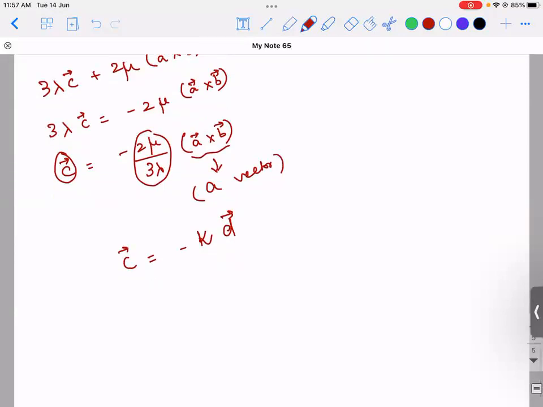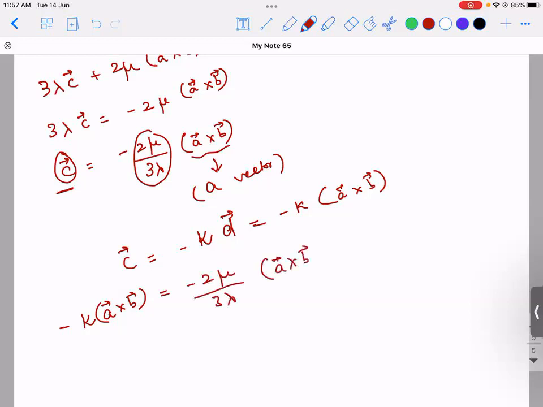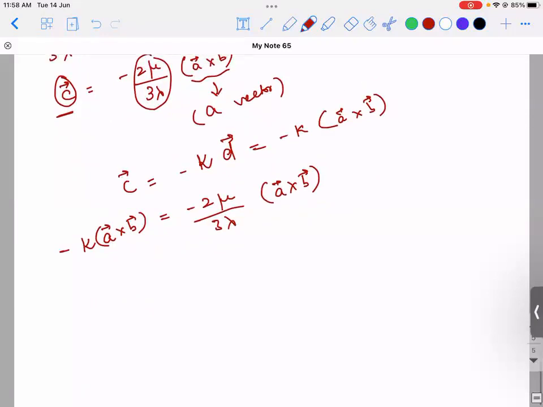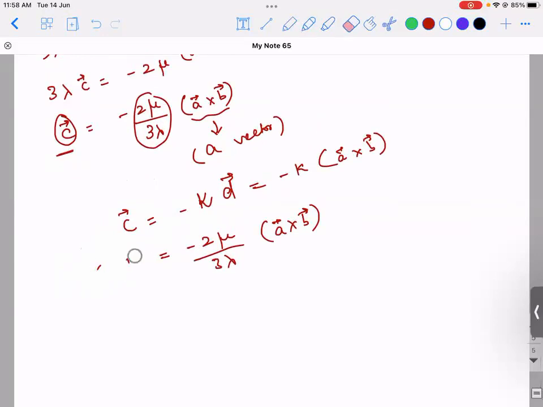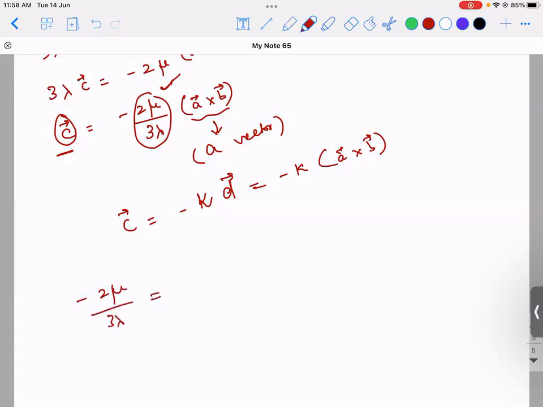When that is the case, then you can say C vector is equal to minus K times A vector cross B vector. So in the place of C vector, I'm replacing it with K times D vector. No, D is actually A cross B. K times A vector cross B vector is equal to minus 2 mu divided by 3 lambda into A vector cross B vector. When that is the case, then I can conclude, I'll make it simple. Till here, you understood the concept, right? So if one vector is equal to the negative of the other, then you can say that they both are anti-parallel.